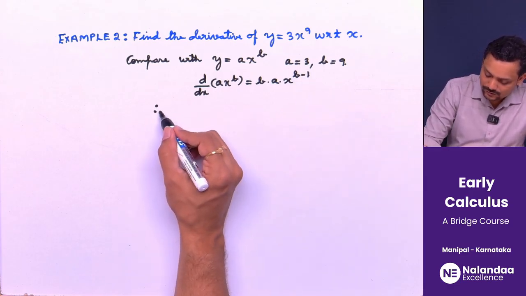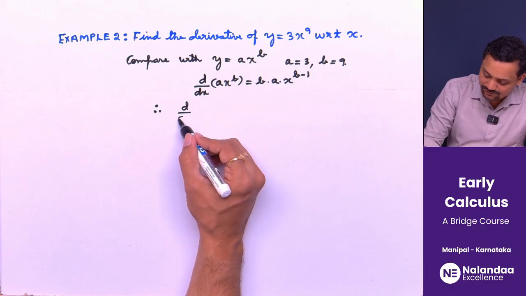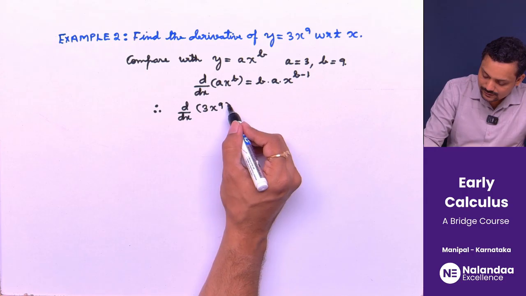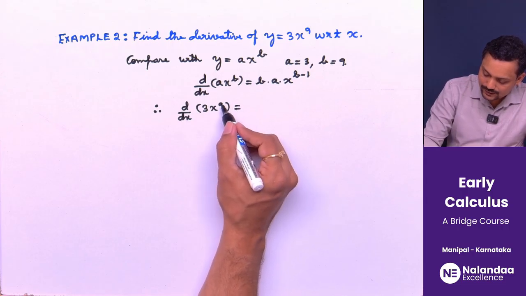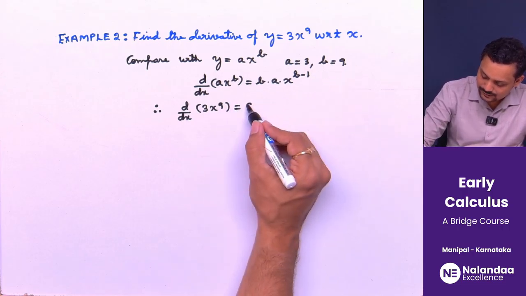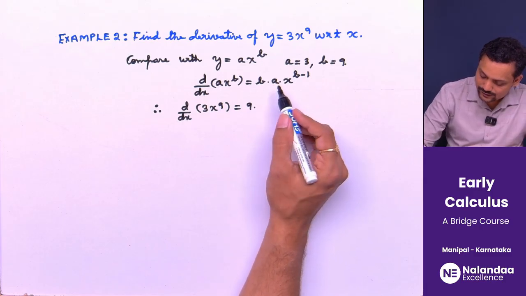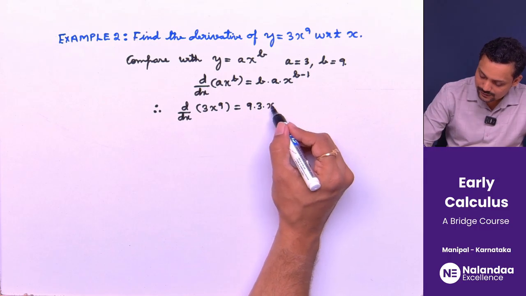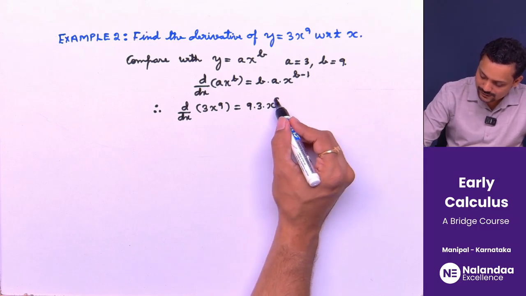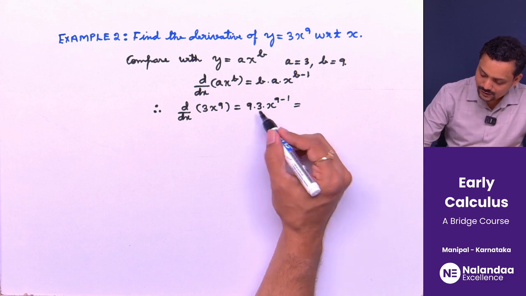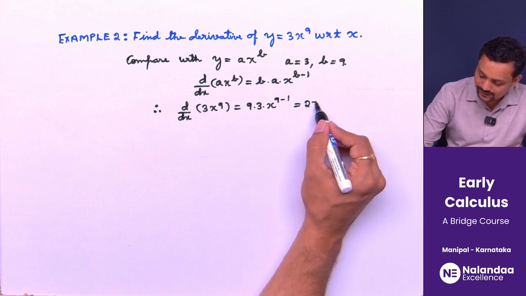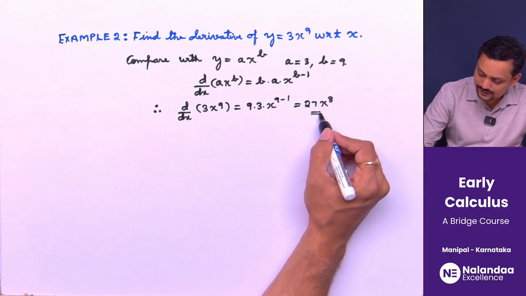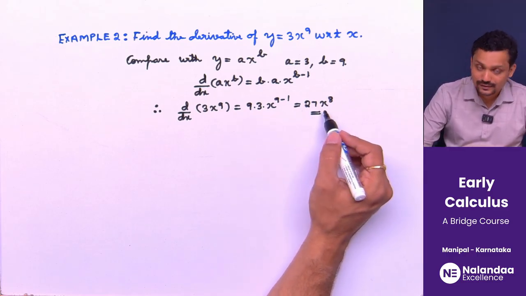So therefore, d by dx of 3x power 9 is b, that is 9, into a, that is 3, into x power b minus 1, that is 9 minus 1. So 9 3s are 27, x power 8. So this is the answer for the derivative of 3x power 9.